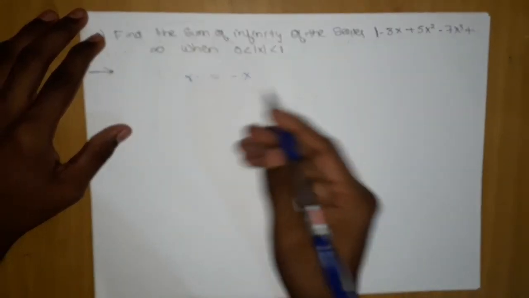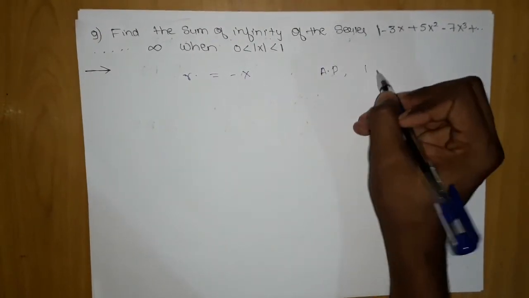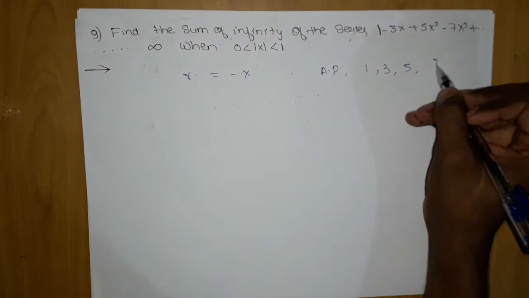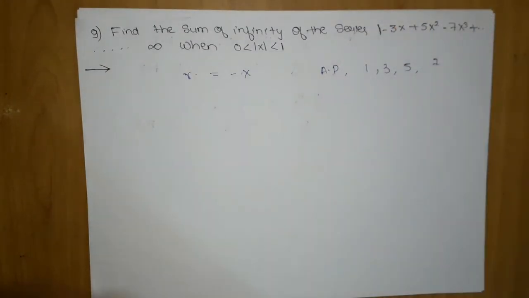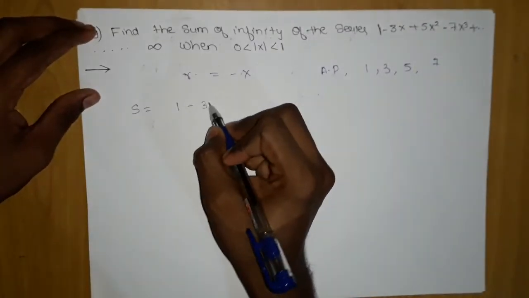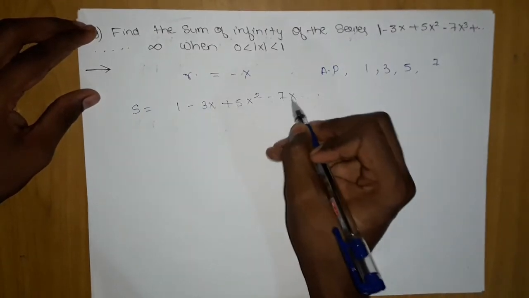Okay, I can take the common ratio as minus x, but here, instead of a GP, I will take an AP. The AP will be nothing but 1, 3, 5, 7. You can clearly see that when the power of x is odd, you get a minus. So my sequence is 1 minus 3x plus 5x squared, an infinite series, so we don't need to find the Tn term.